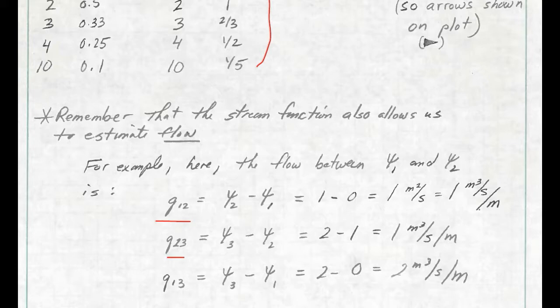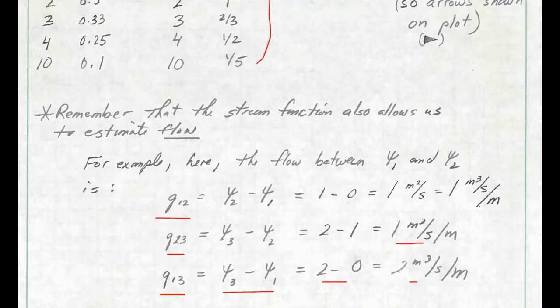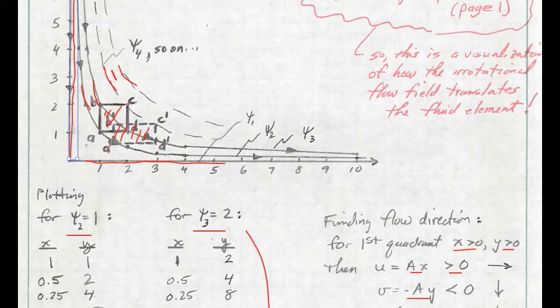Similarly, Q23 would also be 1. So the difference between each one of these is 1. But if we skipped over 1, we'd see the difference between psi 3 and psi 1 is 2 minus 0, or 2 cubic meters per second per meter. So these are the flows happening between the lines. So that's one of the neat things about these stream functions, is that you can actually get a quantitative flow between them just by taking the values of those functions.